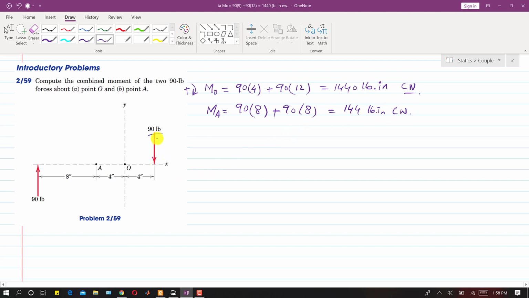And now if we find the couple of these two forces, that moment will be equal to 90 and the perpendicular distance between these two forces. The perpendicular distance between these two forces is 16. If we multiply both of these, we will get 1440 pound inch clockwise. And what will be the symbol? This could be the symbol for clockwise, or this could be the symbol for the direction.